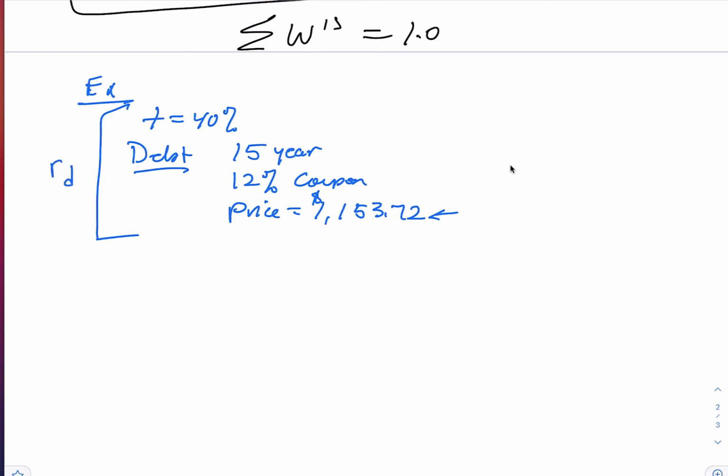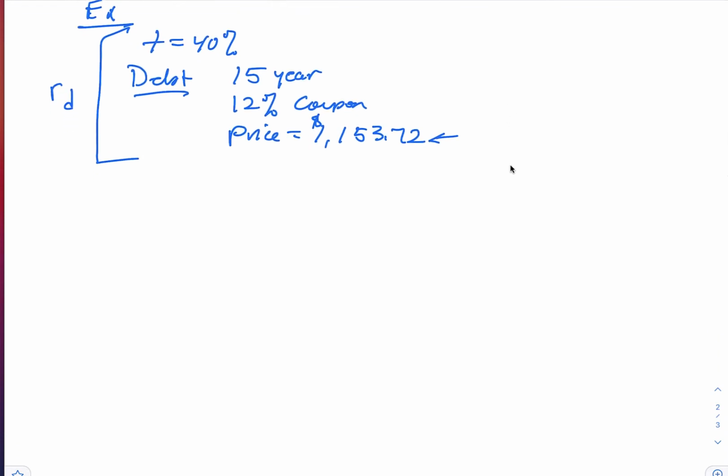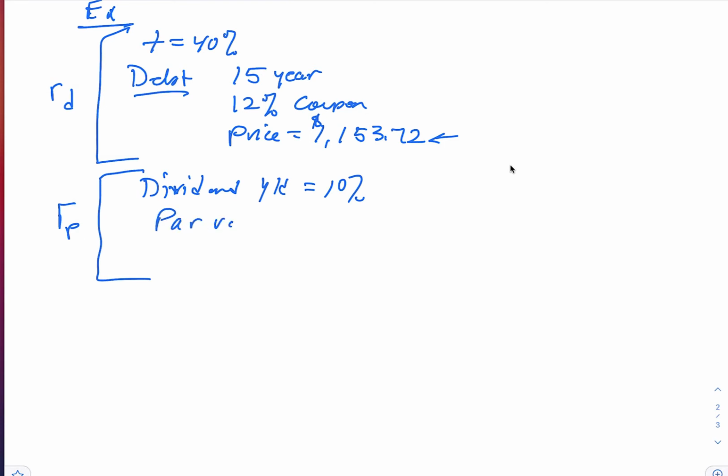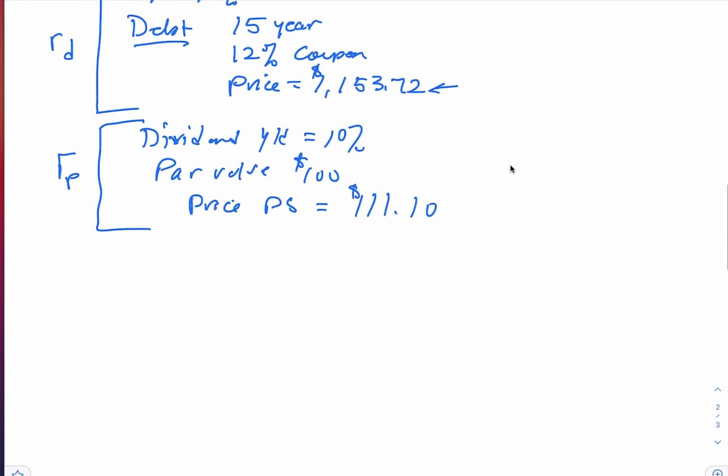And then what we need to do is look at preferred stock. We need to calculate RP. And the information here is that the dividend yield is 10%, and it's 10% of par value. And the par value of the preferred stock is $100. And the price of preferred stock equals $110.10.